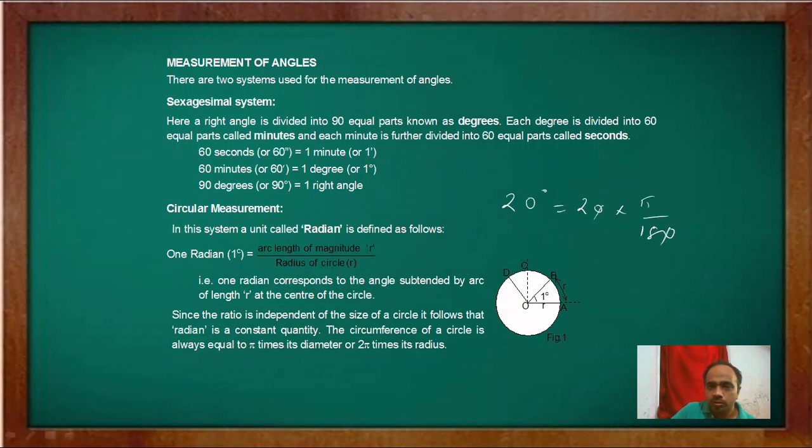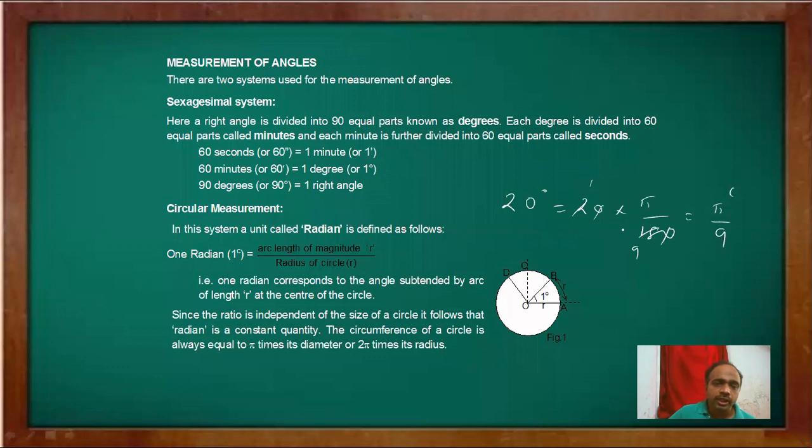So 20 by 180 gives 2 ones are 2, 2 nines are 18. So what will it be? It will be pi by 9. Pi by 9 radians. We write actually C as the superscript for radian. So this is the way to convert degrees to radians. Multiply by pi by 180.